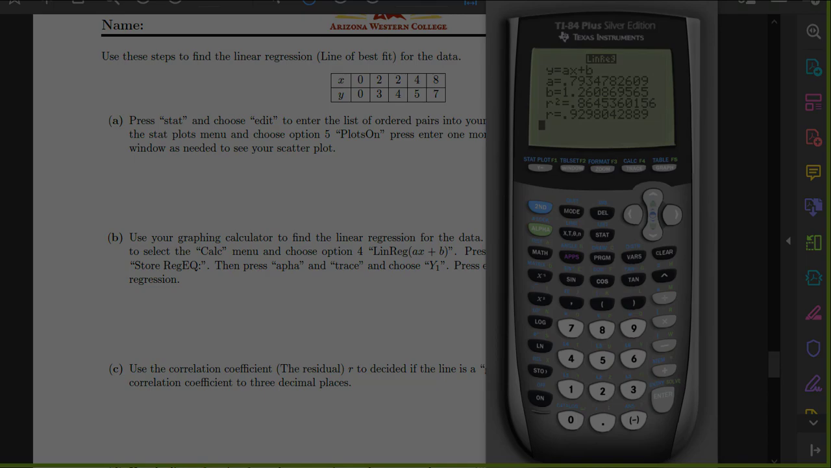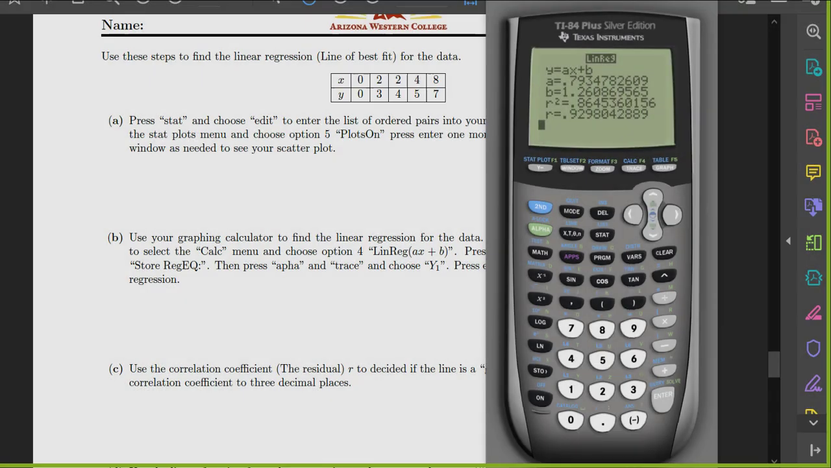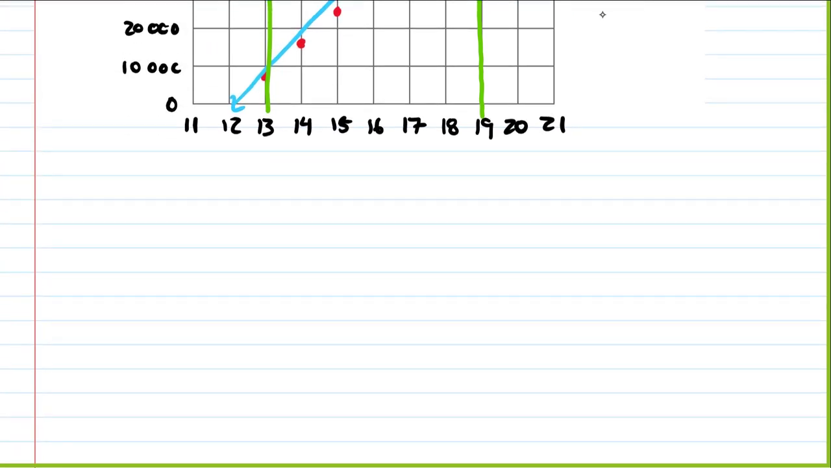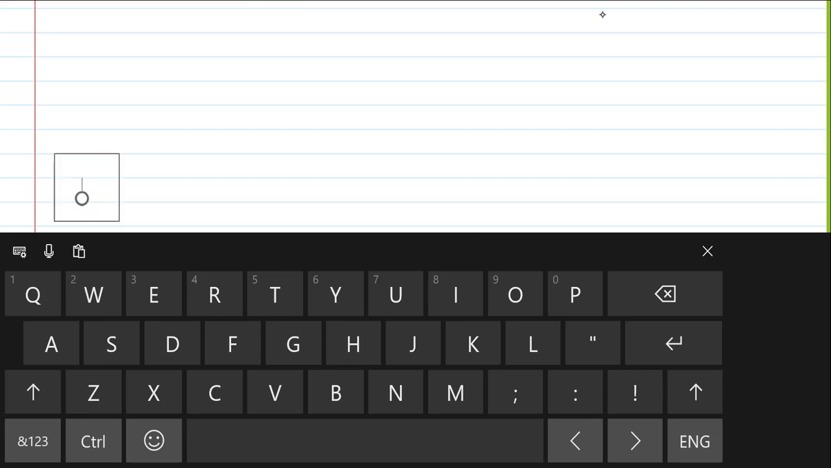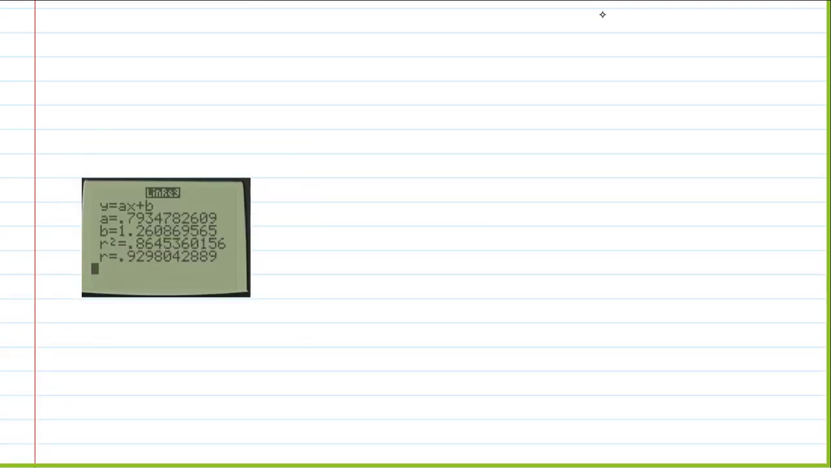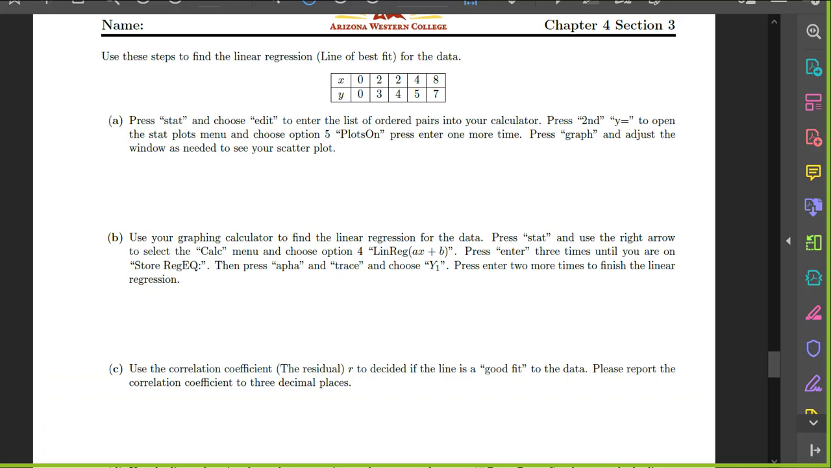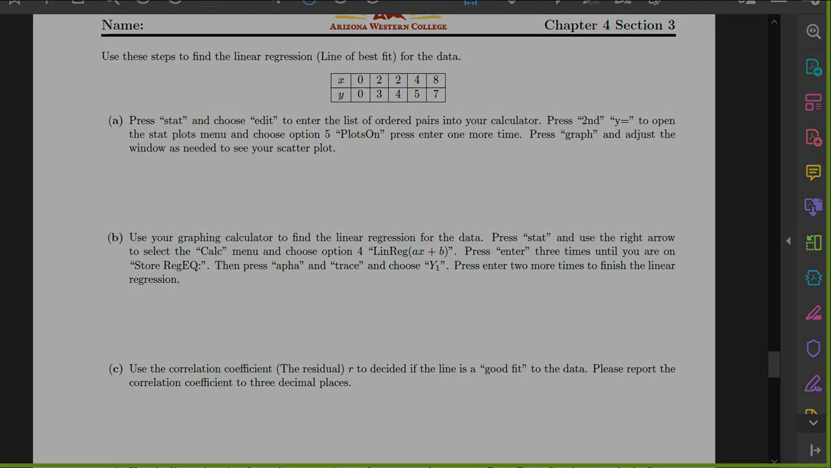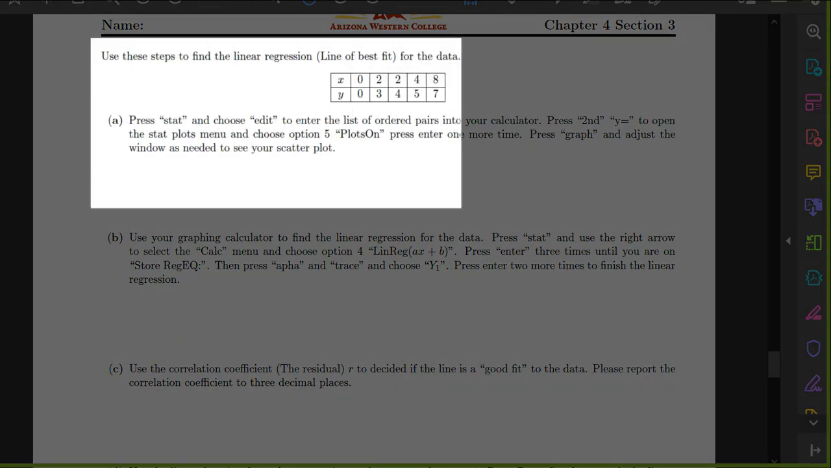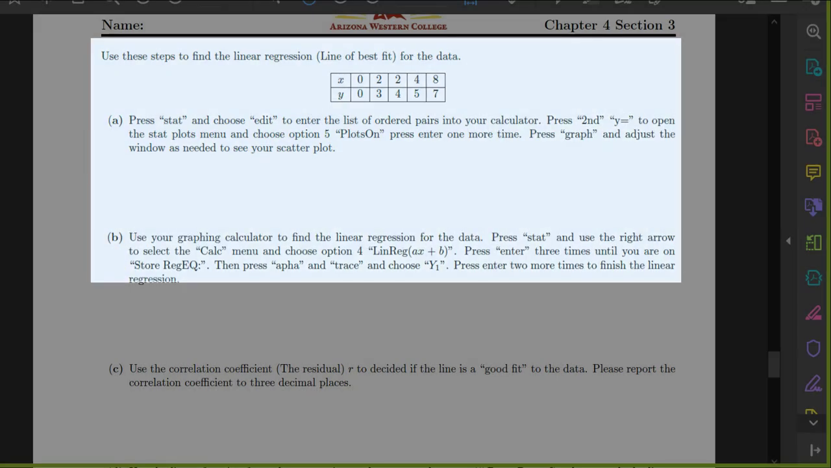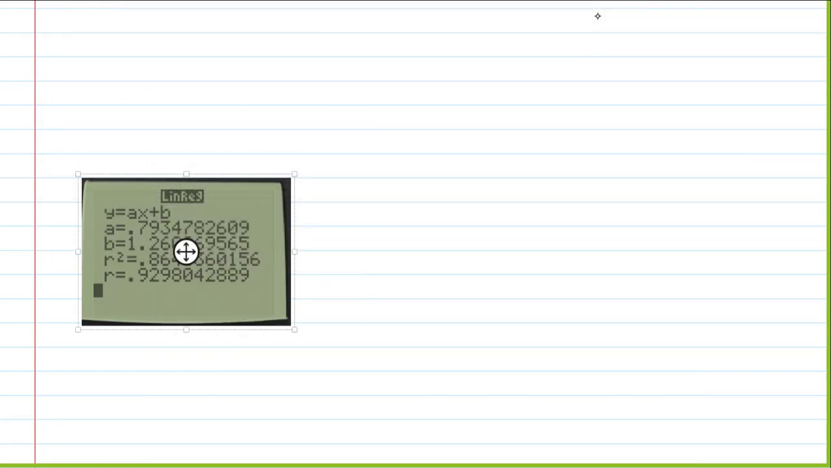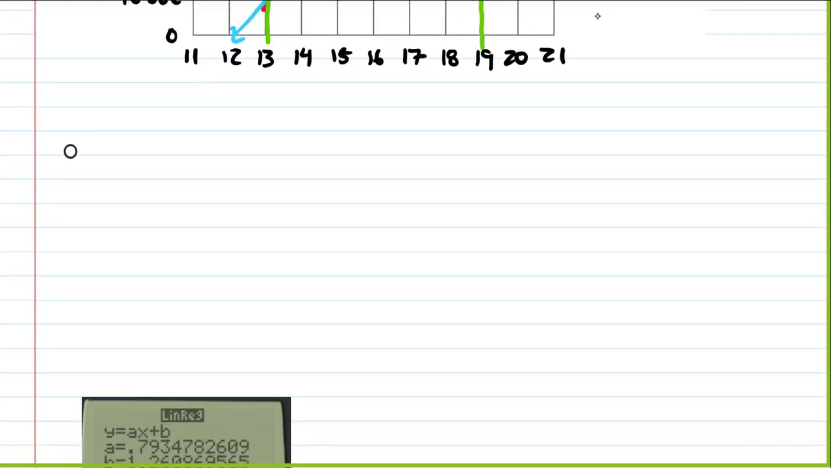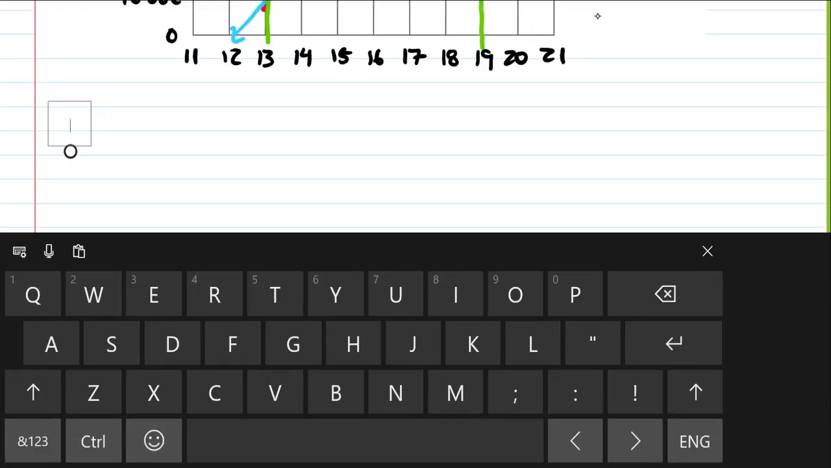Well, we get 0.929. So according to our correlation coefficient, what we've done so far, it tells us that our data is a good fit. Because remember, anything above 0.7, we are going to call a good fit.